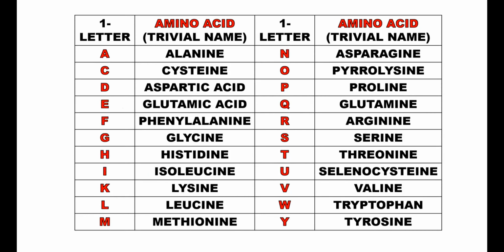And this slide lists all of the 22 amino acids that are found in naturally occurring proteins. It lists their trivial names and also the one-letter symbols that represent those trivial names. So in the left-hand column, we have the letters A through M, excluding the letters B and J. And in the second column, the trivial names associated with those one-letter symbols. In the third column from the left, we have the letters N through Y, excluding the letters X and Z. And in the column on the right-hand side, the trivial names associated with those one-letter symbols.